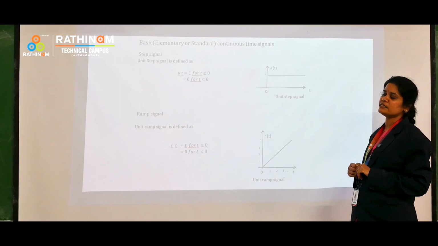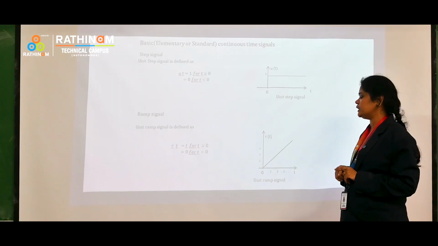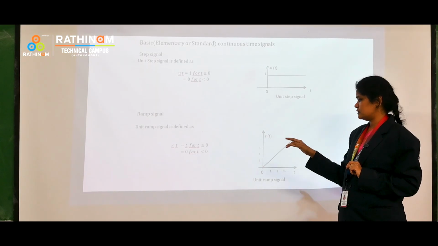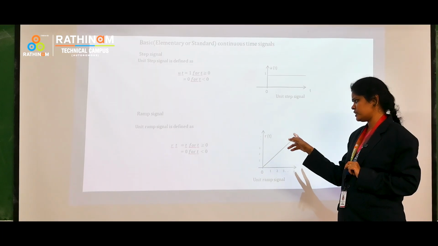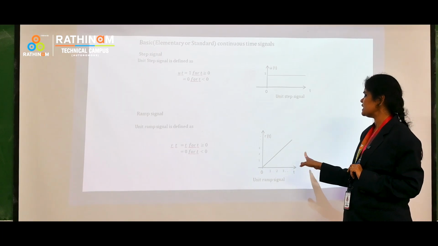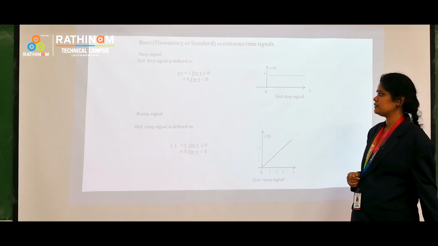Second is the ramp signal. The ramp signal is represented by r of t is equal to t only when t is greater than or equal to 0. If it does not satisfy this condition, it is equal to 0 for t less than 0. Such a type of signal is called a unit ramp signal.